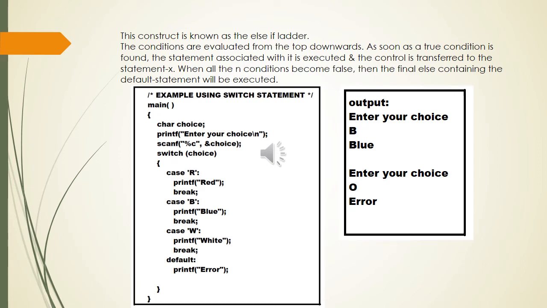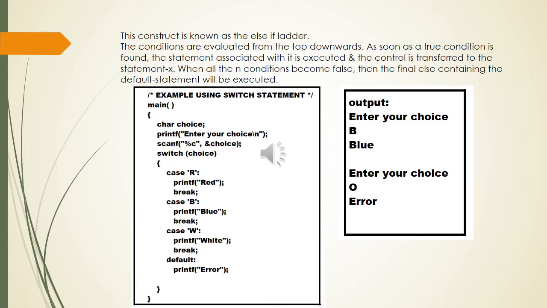The conditions are evaluated from top downwards. As soon as the true condition is found, the statement associated with it is executed, and the control is transferred to statement X. When all the n conditions become false, then the final else containing the default statement will be executed. Here there is an example of the switch statement.